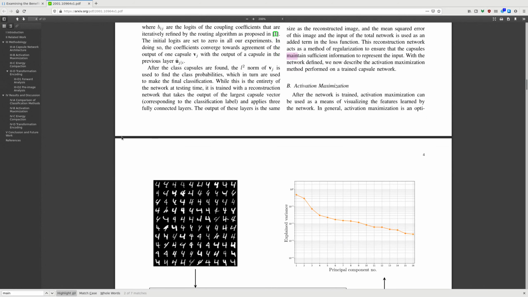After the class capsules are found, the L2 norm is used to find class probabilities, which in turn are used to make the final classification. While this is entirely the network at testing time, it is trained with a reconstruction network that takes the output of the largest capsule vector corresponding to the classification label and applies 3 fully connected layers.